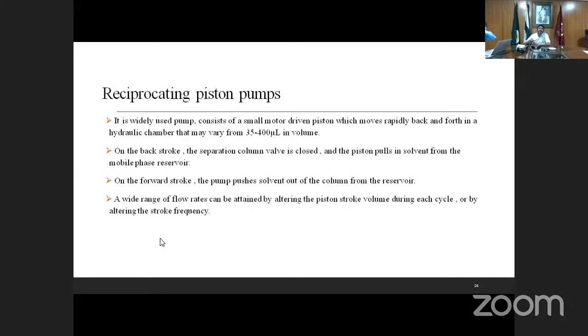On the forward stroke, the pump pushes solvent out from the reservoir to the column, and a wide range of flow rates can be obtained by altering the piston stroke volume during each cycle or by altering the stroke frequency. These are two kinds of things happening at one time.